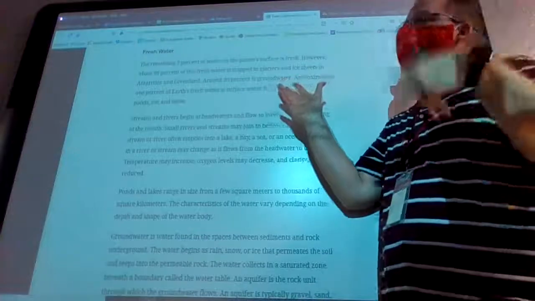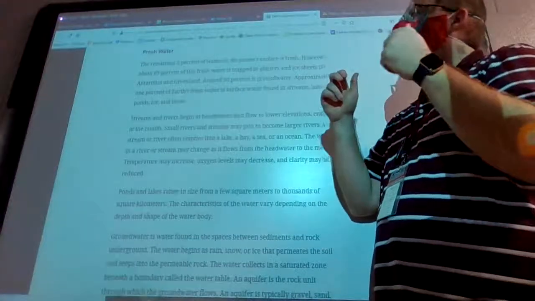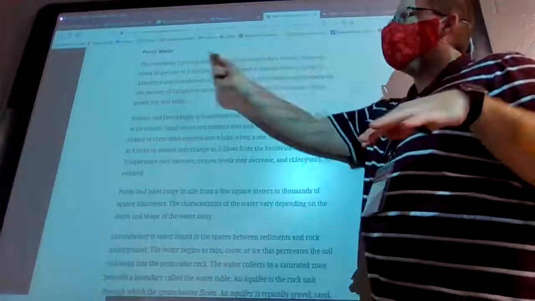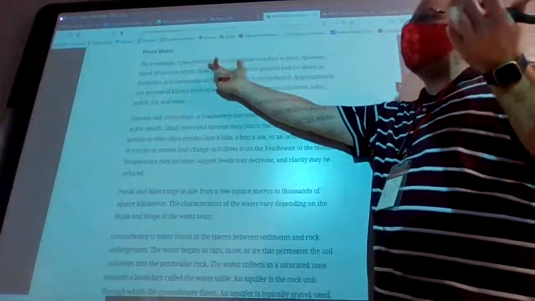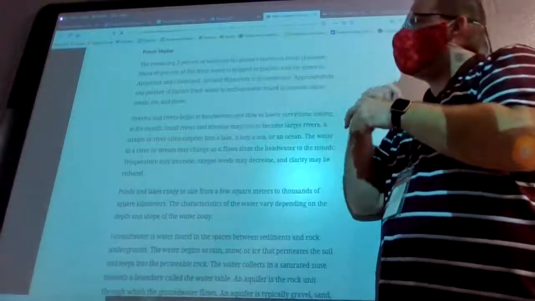Okay, so now we get into freshwater. Freshwater is mostly going to be where you can fish. But freshwater is just the 3% of the remaining water. They said 97% is saltwater, only 3% is freshwater.